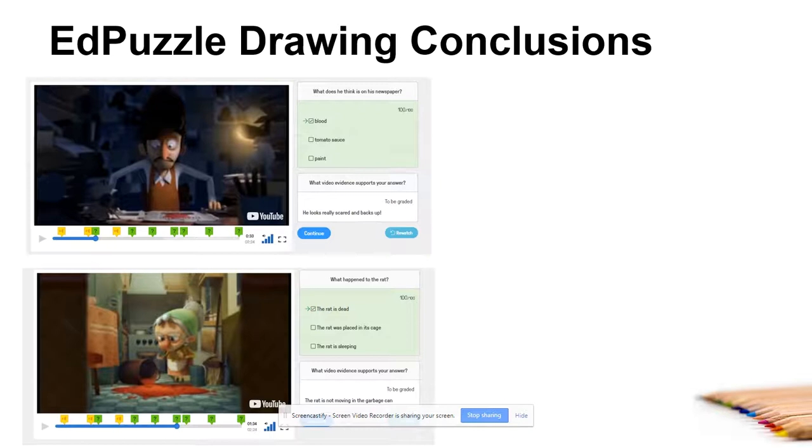Another example of how I was able to see that they knew how to draw conclusions is that, based on the video, the question on the bottom asked what happened to the rat. The student was able to draw conclusions that the rat was dead, and they used the evidence that the rat was not moving within the garbage can. Based on the things that I received, I was able to understand that students understood what drawing conclusions was.